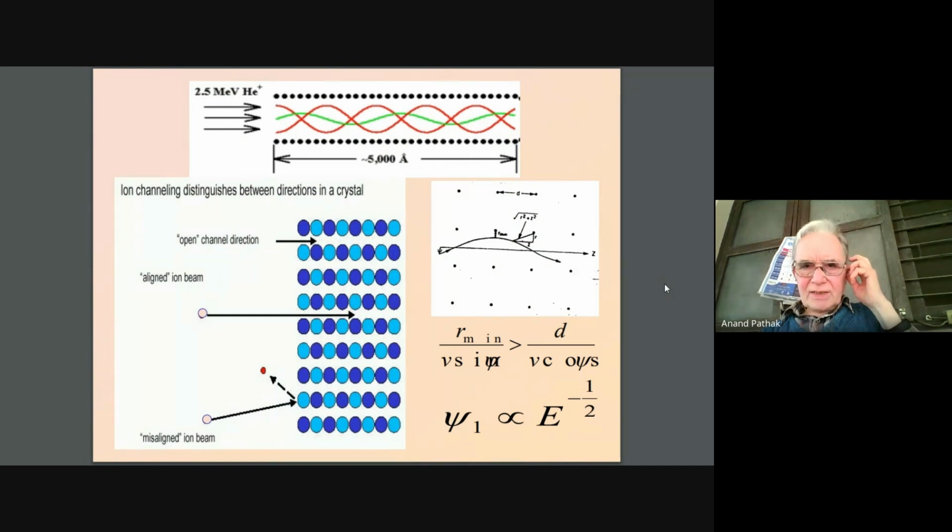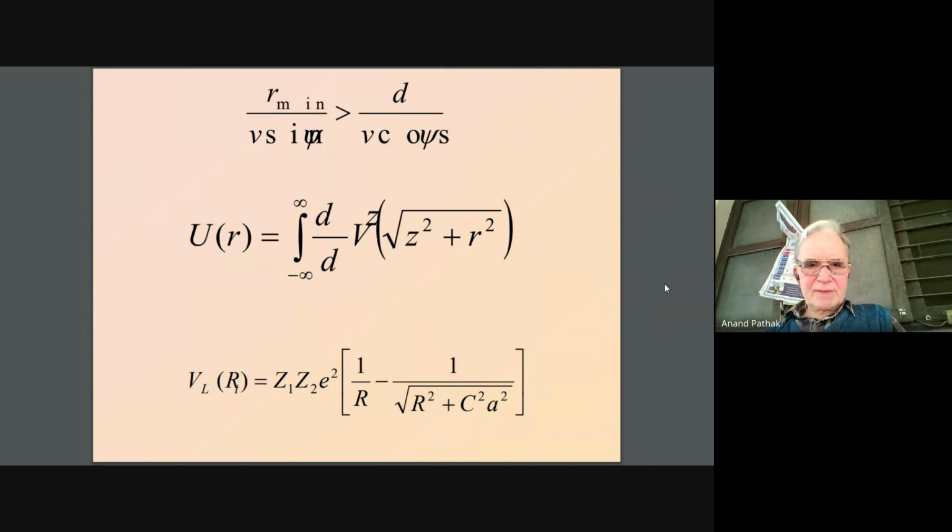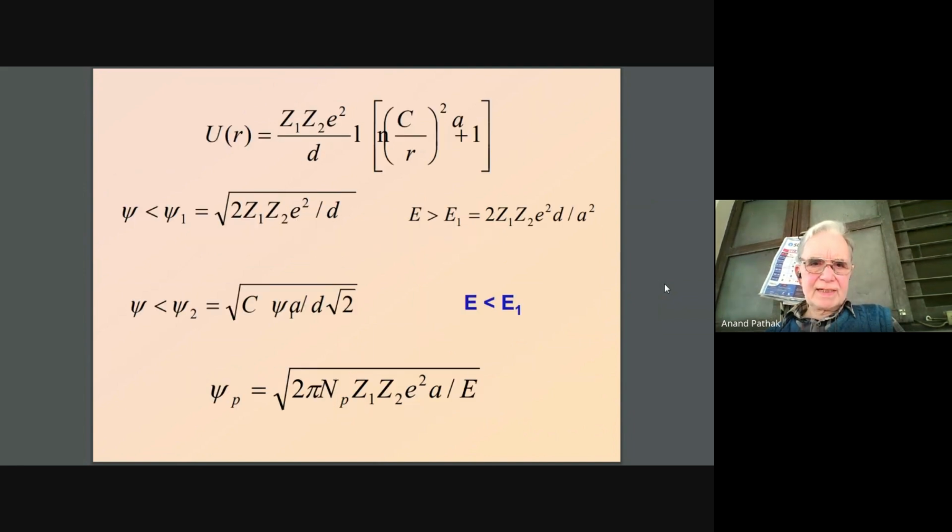So that energy of the particle, next one, that depends on the particle; the potential has to be calculated. Next one. So the critical angle depends on Z1, the projectile charge, Z2, the target charge, and d, the interatomic distance along the direction. For example, Z1 is 1 for the proton, and Z2 is 14 for silicon. So that is what decides the critical angle. By critical angle, I mean that for angles less than that, channeling will take place. Next one.